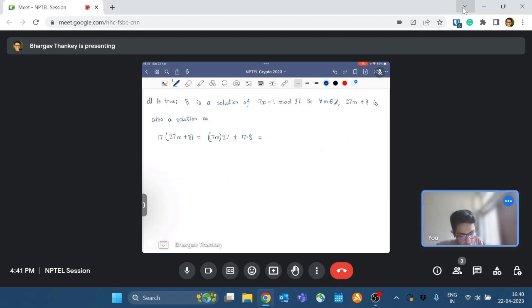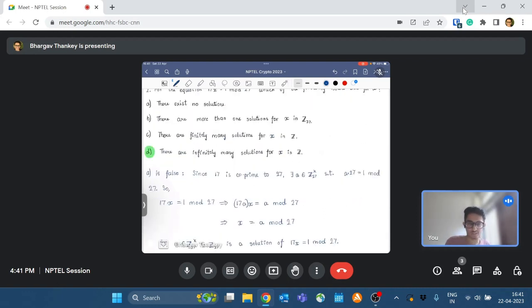Now, since we have this 27 over here, this is 0 mod 27, and we've already seen that 17 times 8 equals 1 mod 27, right? So it is equal to 0 plus 1 mod 27, which is 1 mod 27. So for every integer m, 27m plus 8 is also a solution of the equation. So there are infinitely many solutions because there are infinitely many values of m. So option D is correct, and so option C is false.